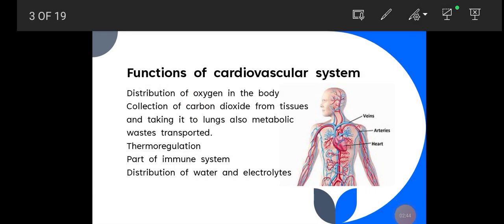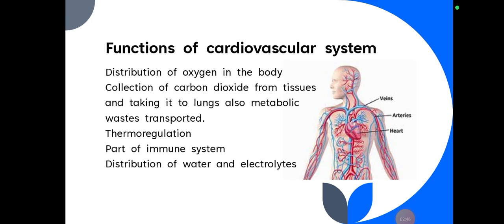Functions of cardiovascular system. Firstly, distribution of oxygen in the body, collection of carbon dioxide from tissues and taking it to the lungs. Also, metabolic wastes are transported. Thermoregulation means temperature regulation. Then it is a part of immune system. Then all the water and electrolytes are also distributed through this circulatory system of veins, artery, capillary, and heart.